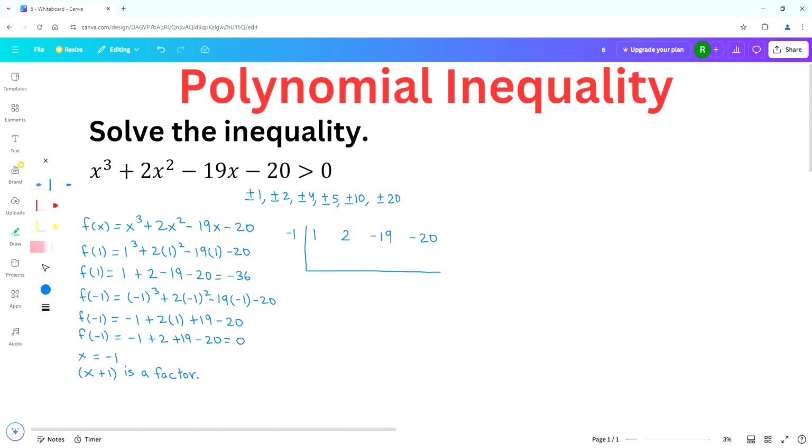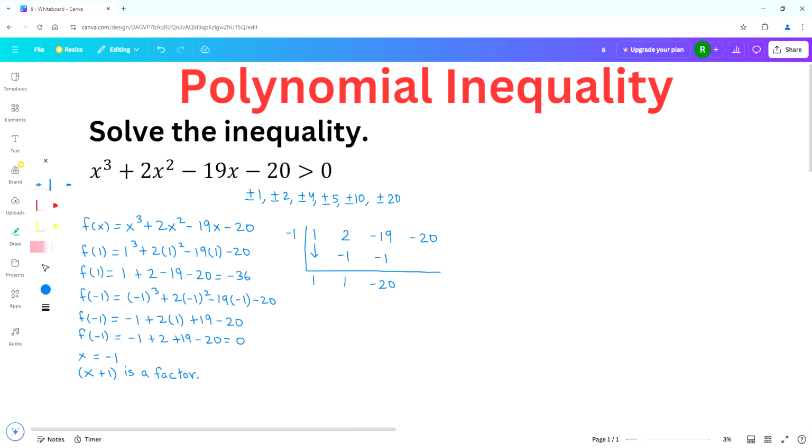Now we can start the synthetic division. The first step is to bring down the first coefficient. Now we multiply -1 by 1, which is equal to -1. We write the result under the 2. 2 plus -1 is equal to 1. Next we do -1 times 1, which is equal to -1. We write negative 1 under the negative 19. Negative 19 plus negative 1 is equal to negative 20.